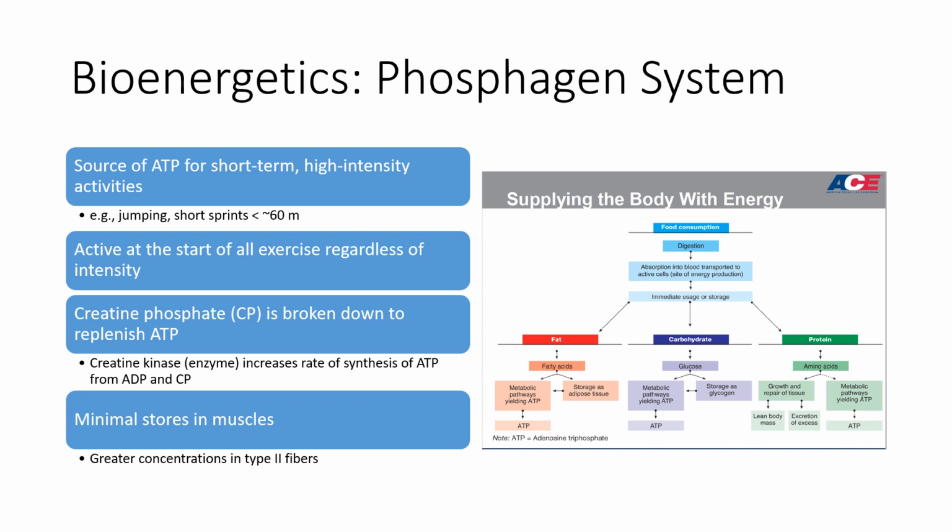Creatine kinase is the enzyme that catalyzes the reaction. This process is active at the start of all exercises during the first 0 to 6 seconds and is mostly used for short-term, high-intensity activities. Creatine kinase breaks down creatine phosphate, steals that inorganic phosphate, and produces energy. Then the energy adds the phosphate to ADP to synthesize ATP.